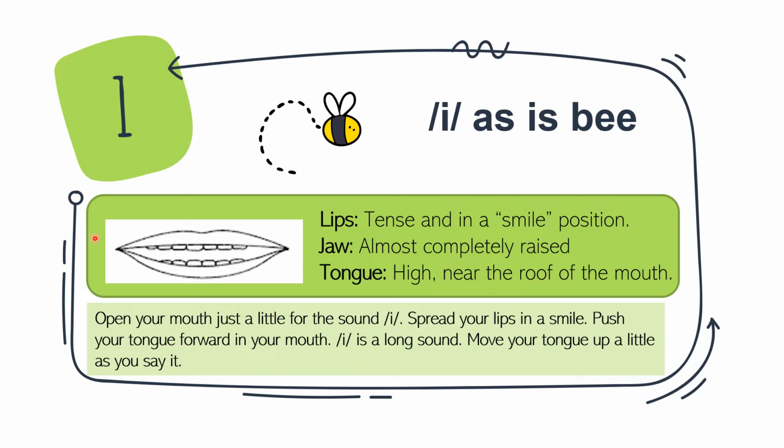Okay, so it says, look at these instructions. Open your mouth just a little for the sound E. Spread your lips in a smile. Push your tongue forward in your mouth. E is a long sound. Move your tongue up a little as you say it. So practice it. B, B.